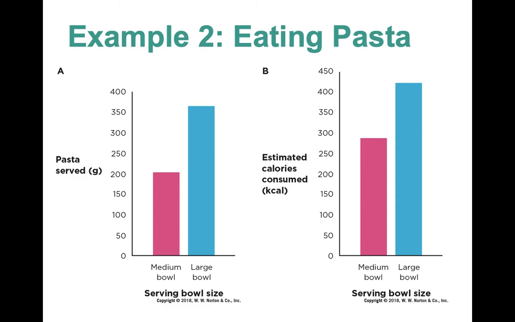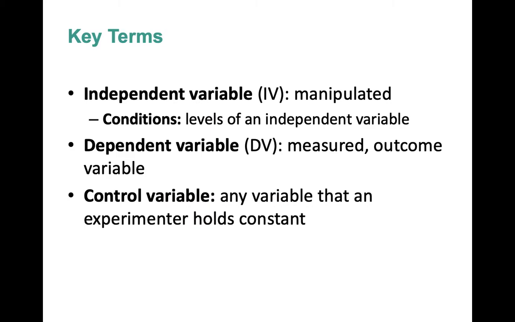So we've got the graph on the left here, and this shows that participants took more pasta from the serving bowl if they had a large bowl compared to a medium one. So they're taking more pasta. The graph on the right shows that the large bowl participants consumed about 140 calories more than the medium bowl participants. So the researchers concluded that the size of the serving bowl influenced how much pasta people served themselves and how much they ate. Okay, so just two examples of experiments that I'll be coming back to during this lecture.